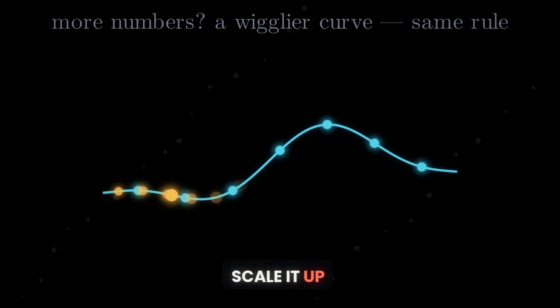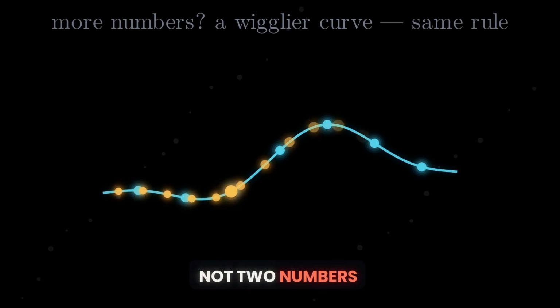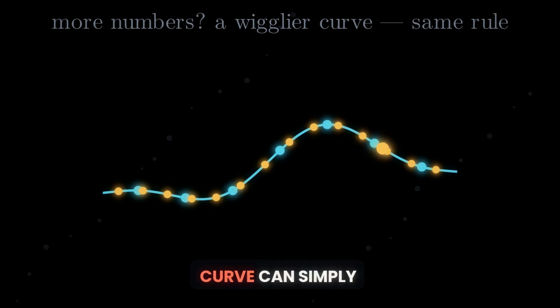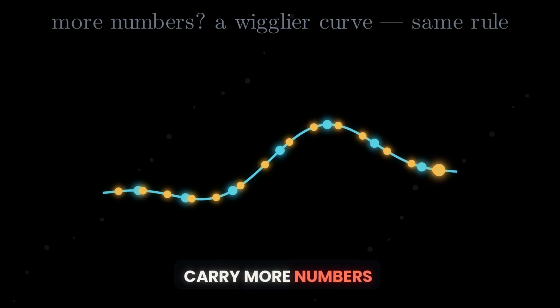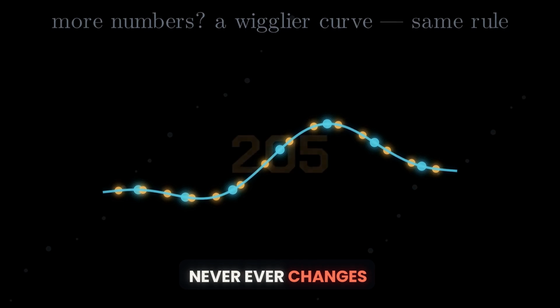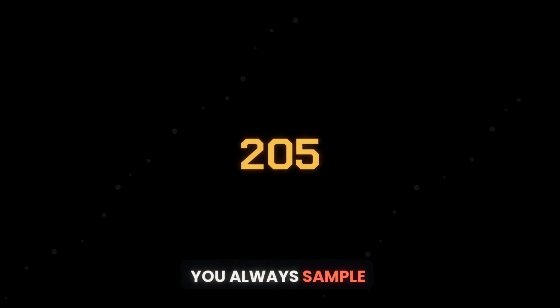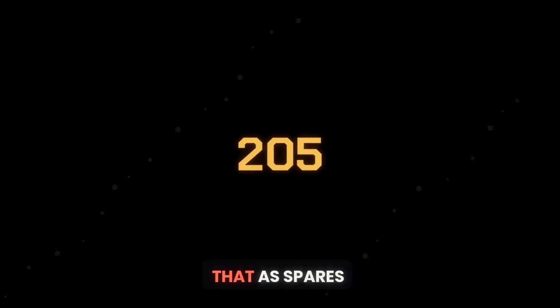Now we just scale it up. Your link is not 2 numbers, it is hundreds of them. So instead of a straight line, we use a curve. And a wigglier curve can simply carry more numbers. But the rule never, ever changes. A curve is pinned down by a certain number of points, and you always sample and send a few more than that, as spares.